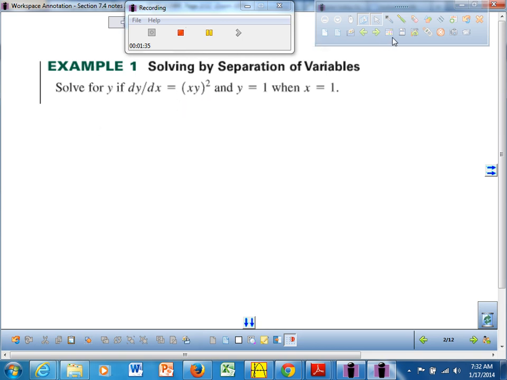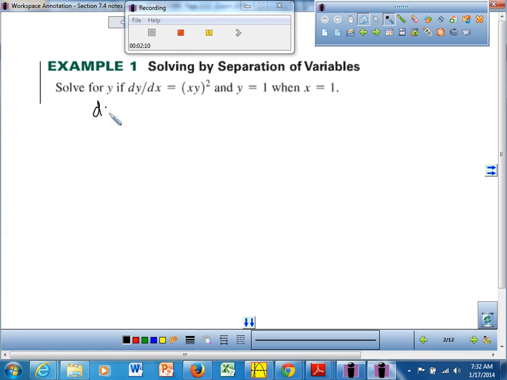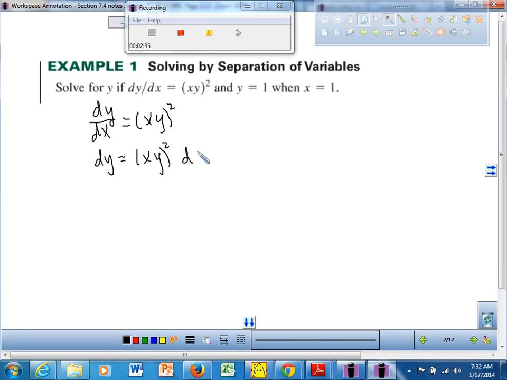Let me rewrite. dy/dx equals quantity xy squared. What would you like to do first? Multiply, sorry? Sure, we can do that. We can get dy equals xy quantity squared dx. Then what? Not yet. No, we need to solve it first. Solve that differential equation for y first. So that would mean we would have no dy and dx's left.